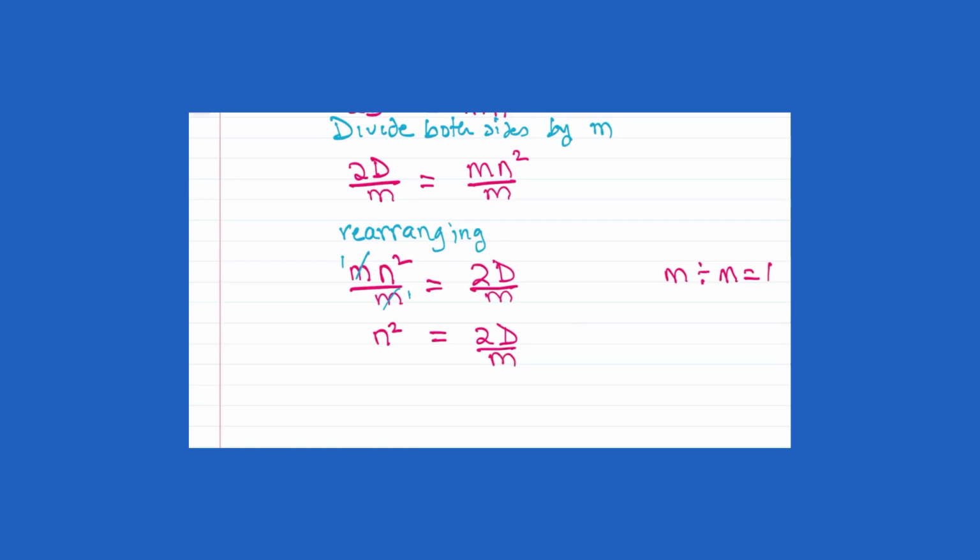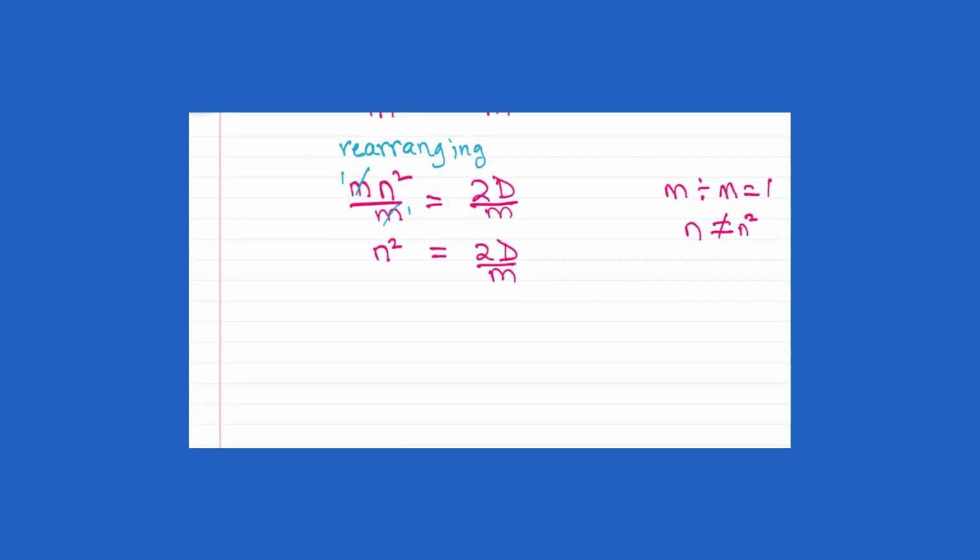So now we have n squared. But remember, we are looking for variable n, not n squared. So how do we do that? We are going to take the square root of both sides. So for us to solve this further, we take the square root of both sides. So what does that become?